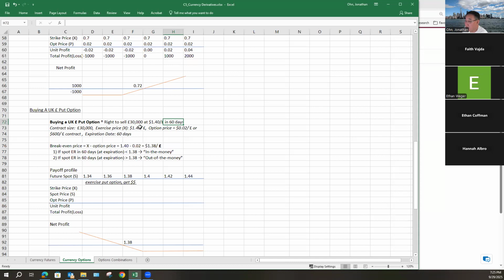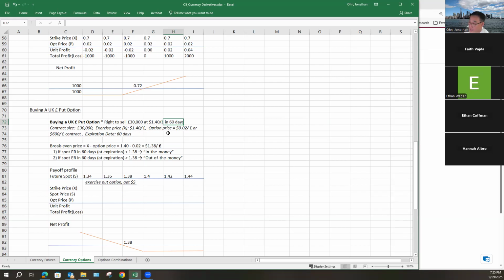Exercise price is $1.40, and option price is 2 cents, or $600, right? 30,000 times 2 cents. That's $600 per the entire contract. Expiration date is 60 days.